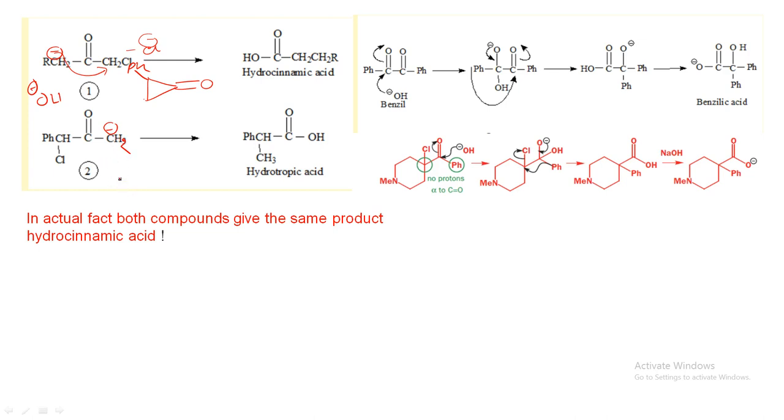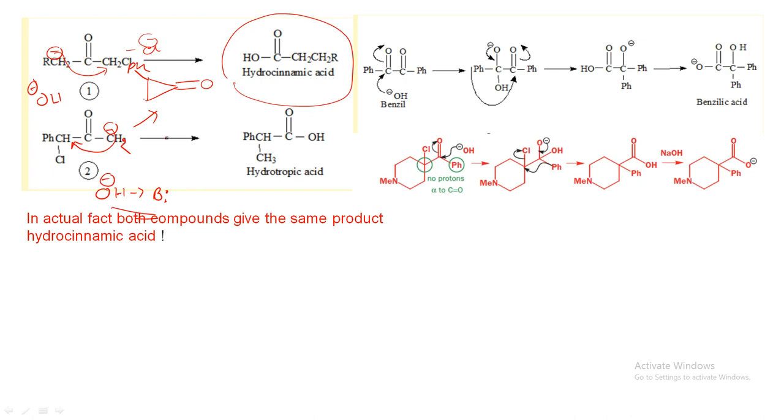So in this case OH minus is acting as a normal base, not a nucleophile. So if the enolate forms again, this SN2 attack would lead to formation of this. So in this particular mechanism, OH minus acting as base could account for the fact that both different starting materials are forming the same product, which is hydrocinnamic acid.